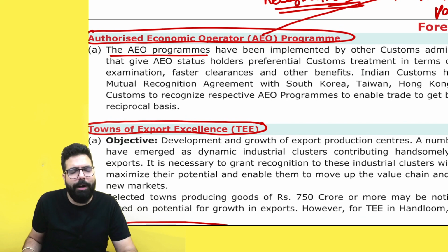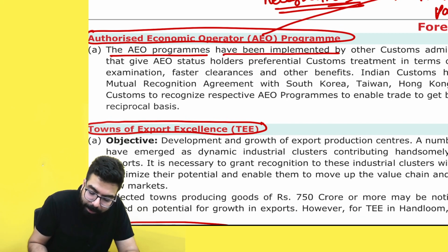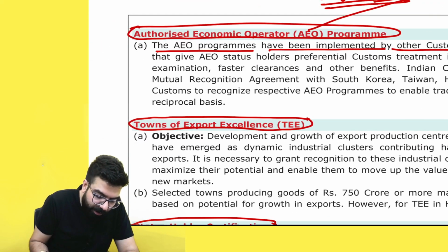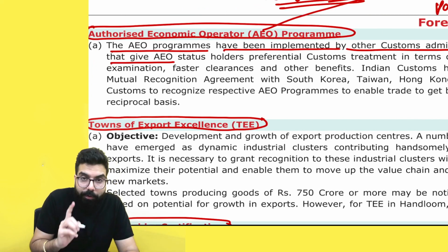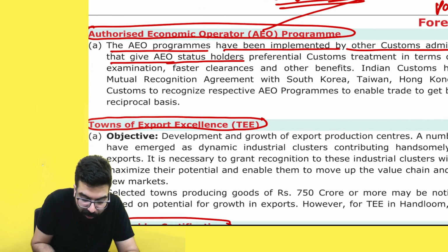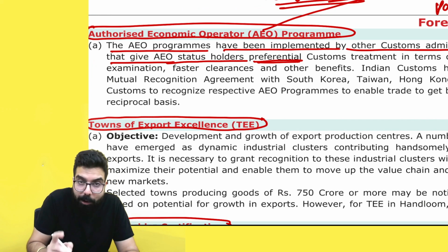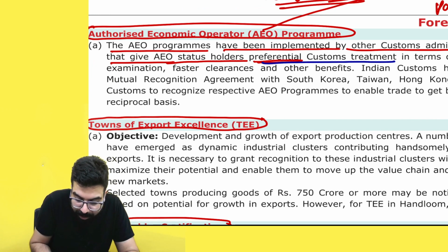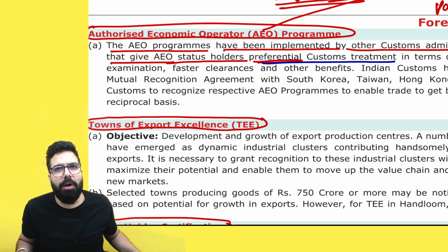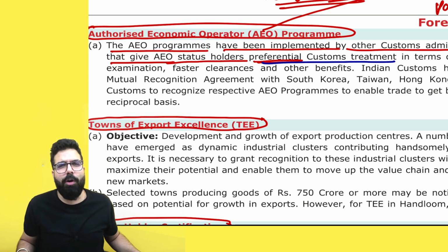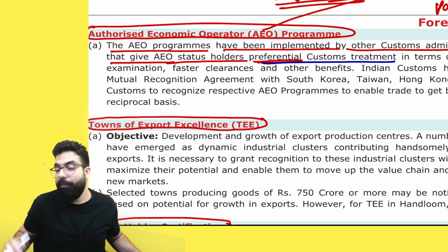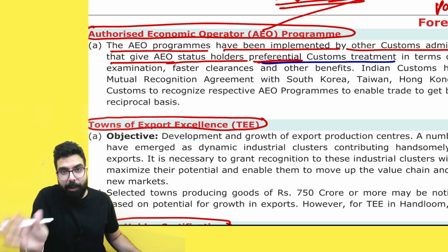Authorized Economic Operator program has been implemented by other customs administrations that give AEO. Sir, what is the AEO? That gives AEO status holders preferential treatment. Number one, what is the benefit you will get? Preferential customs treatment. Baba, when you go to the customs port, if you are an authorized economic operator, sir, you will get preference. Others will be put aside. You will be given preferences.